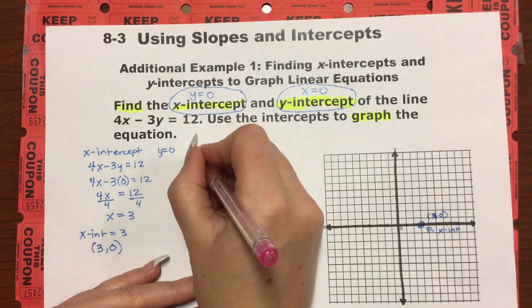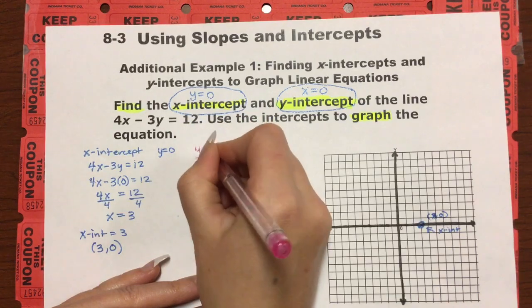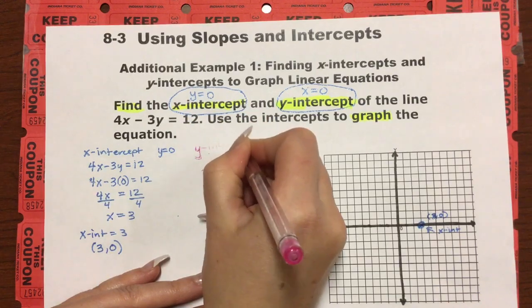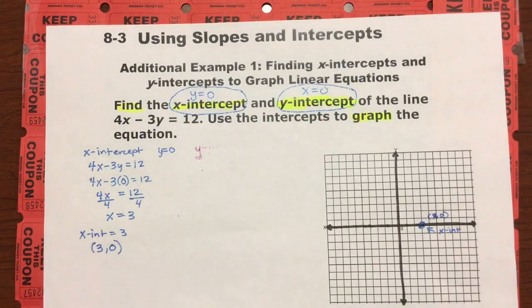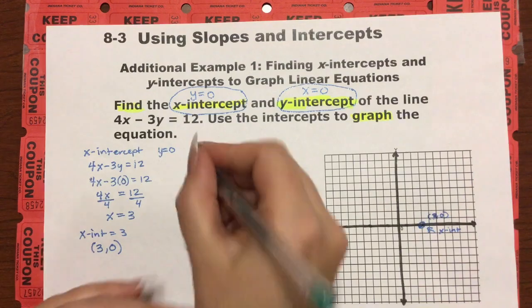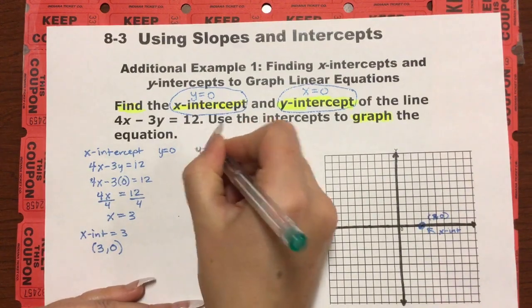Oh, come on, pen. Work for me. The y-intercept. Now I'm writing in invisible ink. I don't want to write in invisible ink. I want to write in real ink. Okay, so we'll go green. Y-intercept.